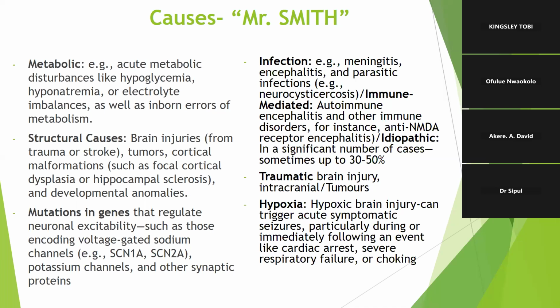The H is hypoxia. Hypoxic brain injury can trigger acute symptomatic seizures, either following an acute event like cardiac arrest or severe respiratory failure or choking. So these are the general causes of seizures in the general population.